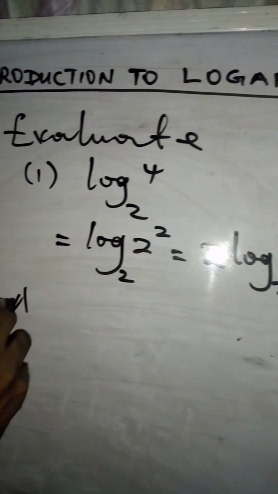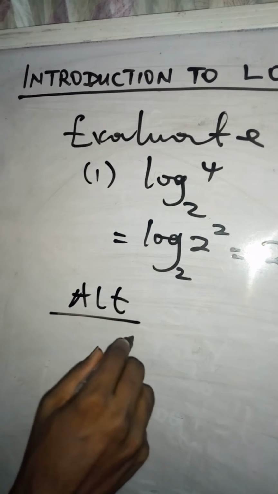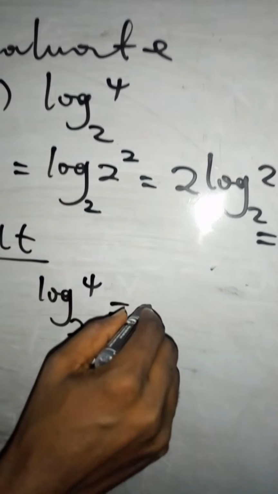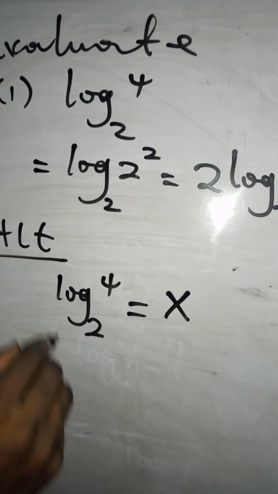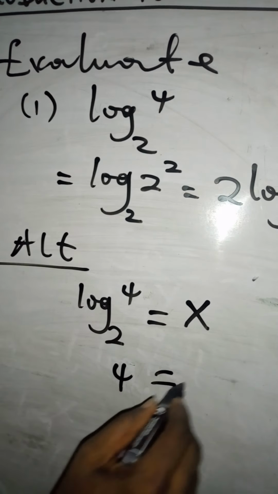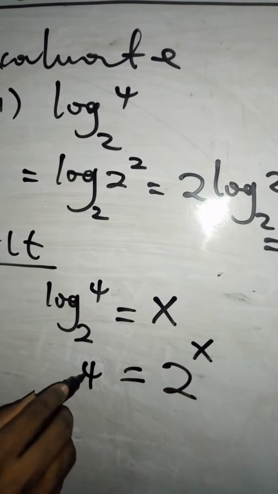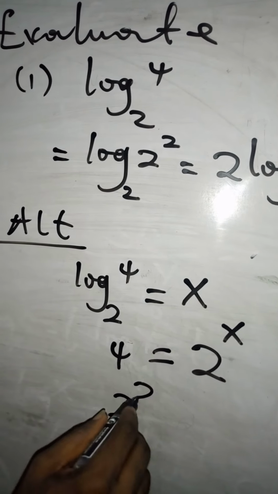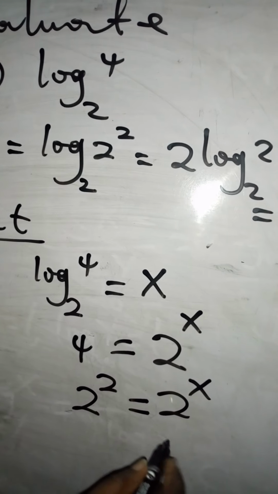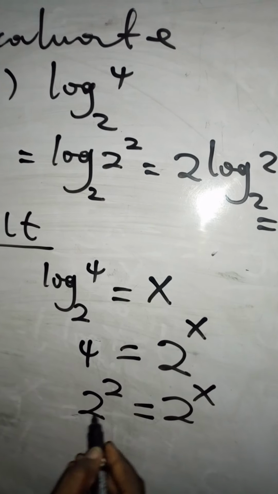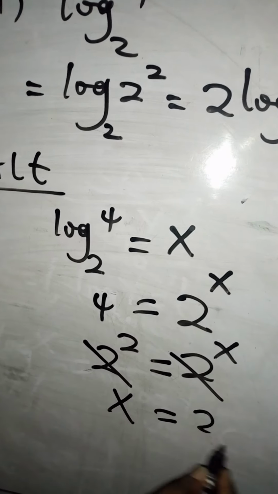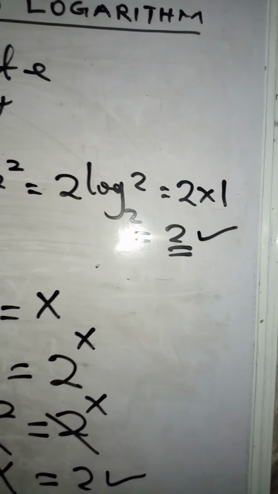We can also solve it alternatively by saying let log 4 base 2 be equated to a number x. When we remove the log and change the base, we have 4 is equal to 2 raised to the power of x. Take the multiple powers of 2 here, and we have 2 raised to the power of 2 is equal to 2 raised to the power of x. Now, since the 2's at the base are equal, equate the powers. That means x is equal to 2, which gives us the same answer as we obtained earlier. We can look at other examples.